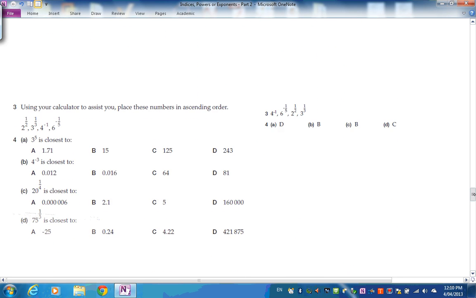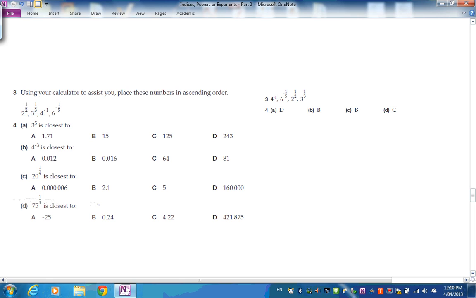Right, coming back, here's the next one. Use your calculator to assist you. Place these numbers in ascending order. Ascending means getting bigger. So we want smallest number, going up to largest number. That's what we want there. Okay, now just looking at them, you wouldn't have a clue as to how big each of those were, probably. Oh, you might. 4 to the neg 1. What about that one? Negative power or exponent means 1 over, so that's 1 over 4. That's about 0.25.